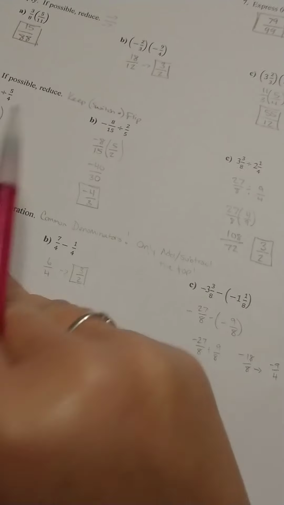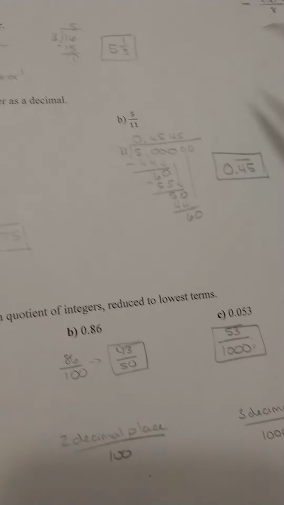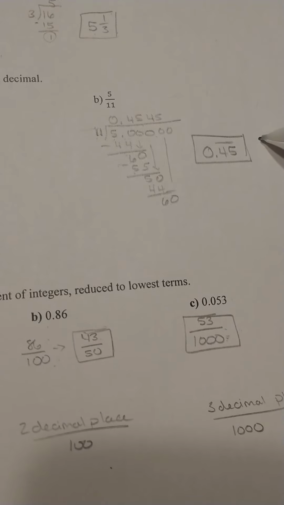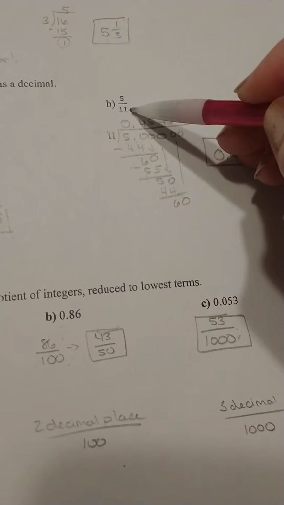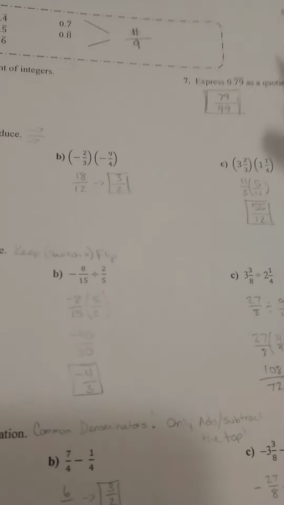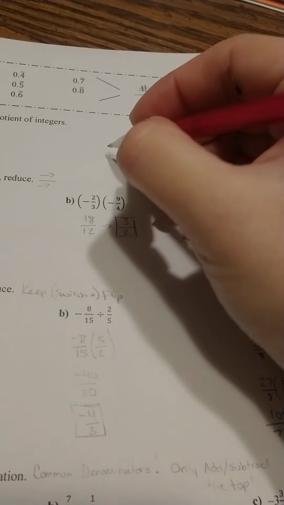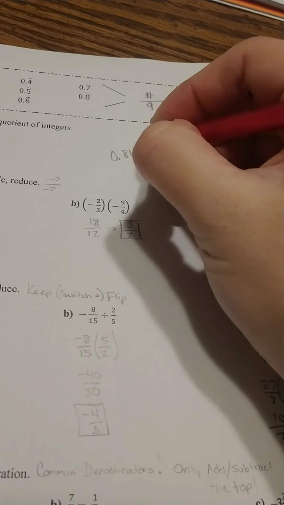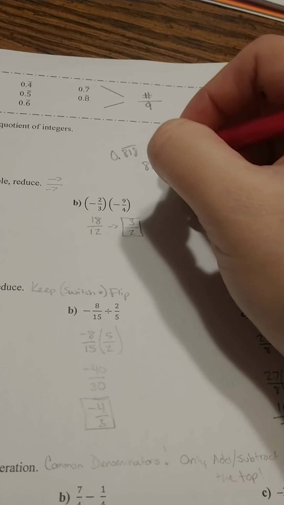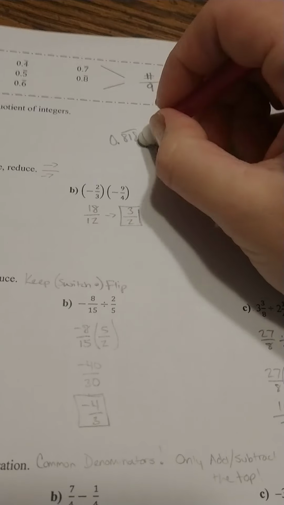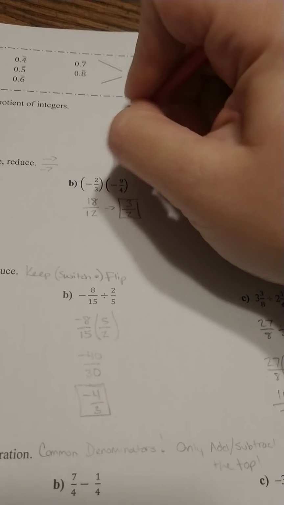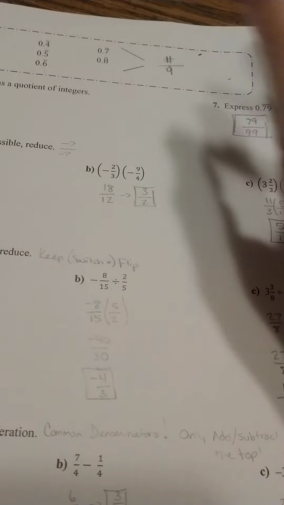Meaning our one that we just did over here, this guy, that 0.45 repeating, that started as a 99 and then it was reduced. So for example, if we had like 0.818 repeating, it would be 818 over 999. So however many decimal places you have repeating is how many 9s you're going to put it over top of.